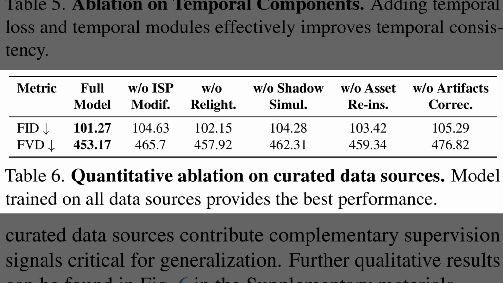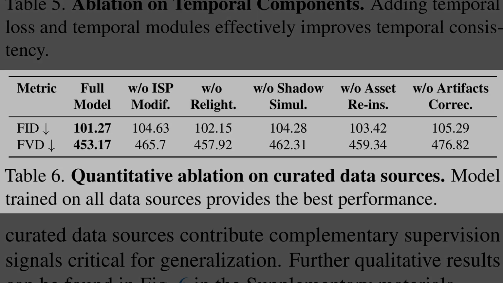So, while the previous figure focused on the loss function, Table 6 investigates the data itself. It quantifies how much each part of the synthetic data pipeline matters. The first column shows the full model achieving the lowest scores for both FID and FVD, representing the best performance. Moving right, we see that leaving out components like ISP modification or shadow simulation consistently degrades quality. Notably, the last column reveals that removing artifact correction causes the largest error spike, confirming that this data source is essential for the model to learn how to repair broken renderings.